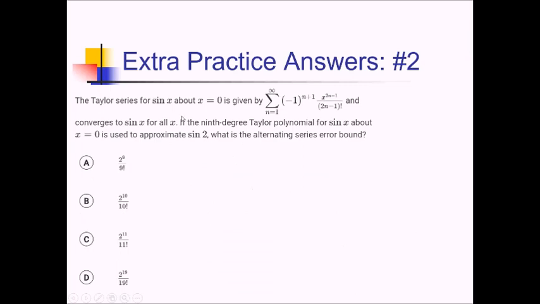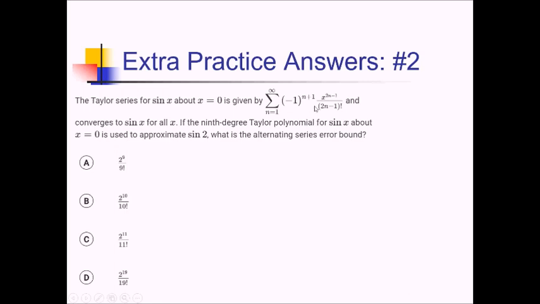On this one, we have a Taylor series for sine of x about x equals 0 given by this series here. And we're told this converges to sine of x for all x. If the 9th degree Taylor polynomial for sine of x about x equals 0 is used to approximate sine of 2, we want to know the error in doing that using a 9th degree Taylor polynomial based on the alternating series error bound.